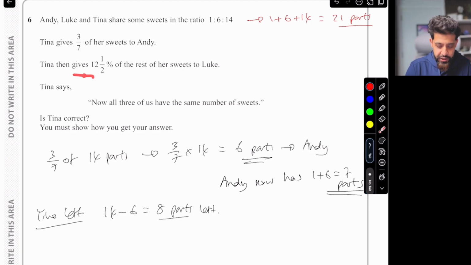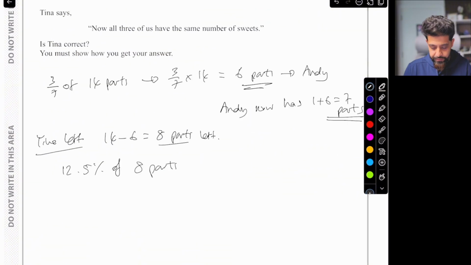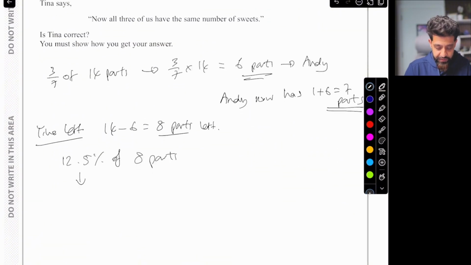Now, from this, she then gives 12.5% of the rest, which is these 8 parts, to Luke. So we need to work out 12.5% of 8 parts. That can be done using the multiplier method. So 12.5% as a percentage multiplier is going to be 0.125 times 8. If we work that out, 0.125 times 8, we get 1. So she gives 1 part to Luke.